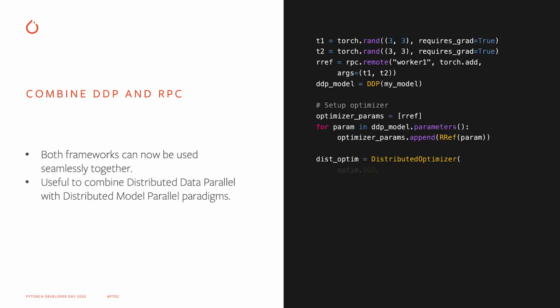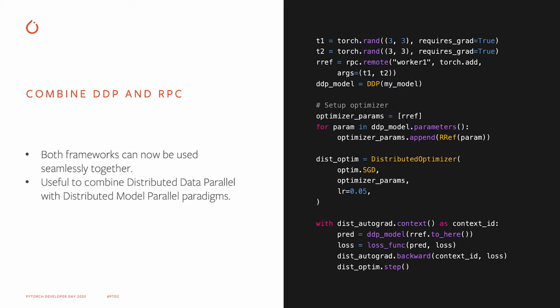Then I'd like to talk about combining DDP and RPC. Shen in his talk described the RPC framework and how it can be used for distributed model parallelism, and DDP is used for distributed data parallelism. Now we can combine both of these frameworks together to have more complicated training paradigms. As you can see in this example, we have a DDP model, a model wrapped in DDP here, so that model is replicated, and then we have some remote parameters here on worker 1.